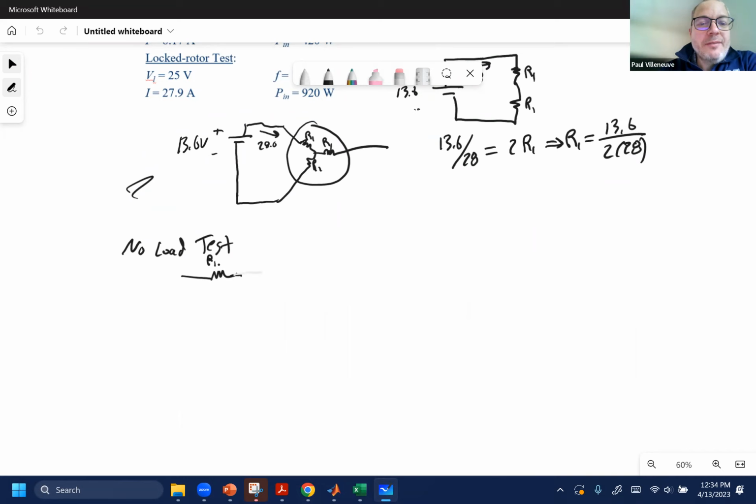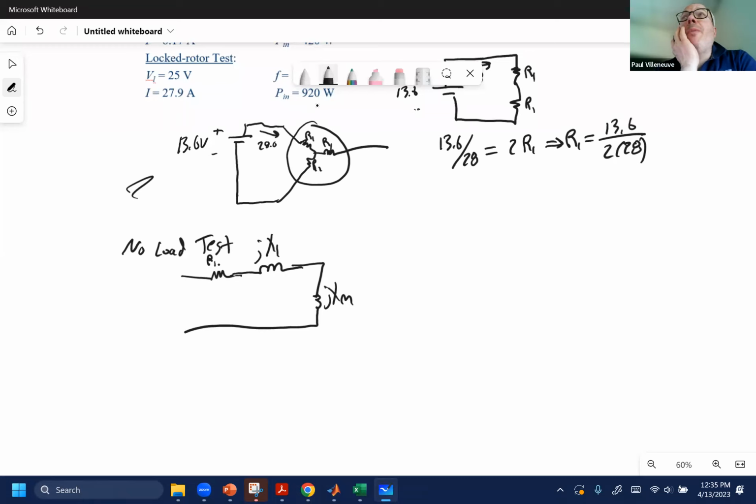Okay, so here's our R1. Here is jX1. And here is jXM. And remember, R2 over S under no load conditions is really large because S is essentially 0, and jX2 is pretty small. So you have no current flowing in that rotor circuit, which means I2 is equal to 0. So we can neglect any current going through the rotor circuit and just show the stator circuit.